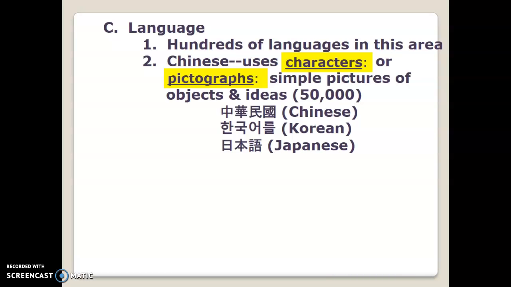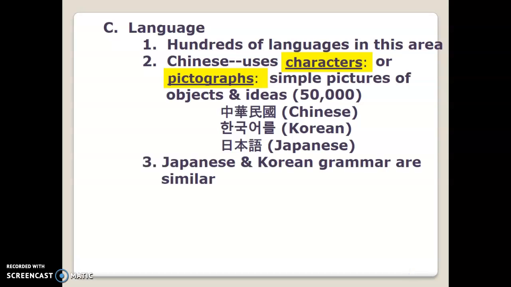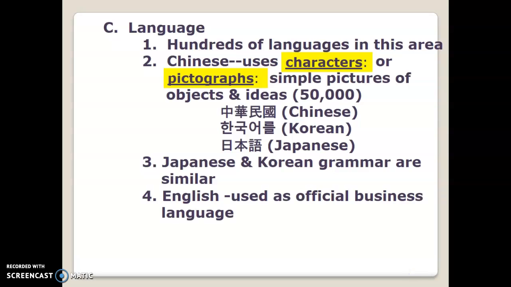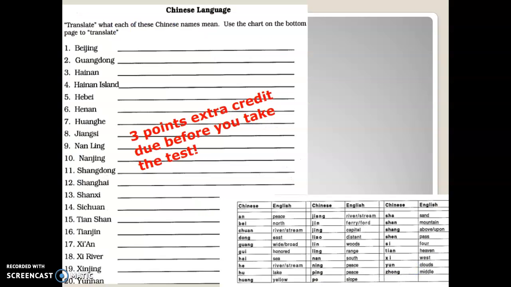These are 3 different languages, Chinese, Korean, and Japanese. You can see they're similar yet different, but they all use characters. Japanese and Korean are very similar in their grammar structure, and English is used quite frequently as an official business language in this part of the world.